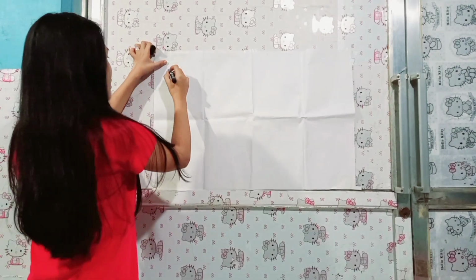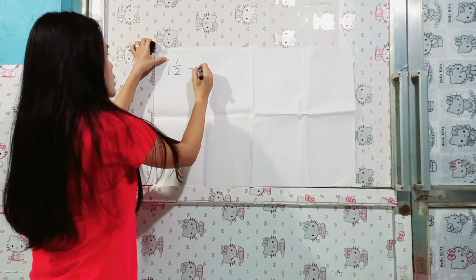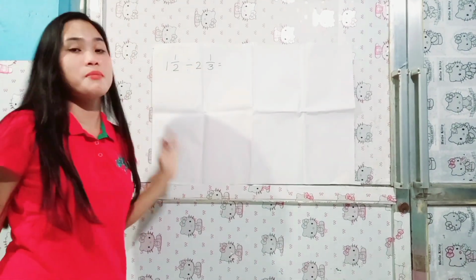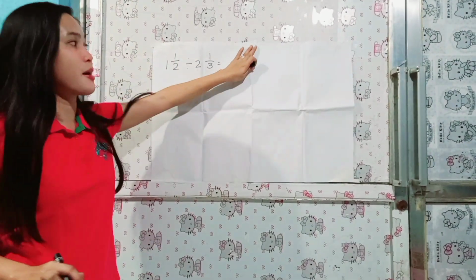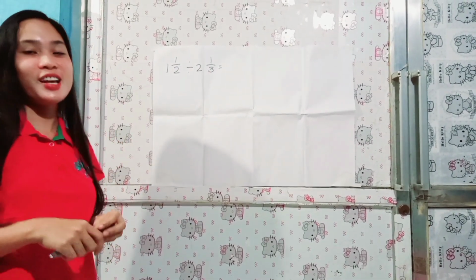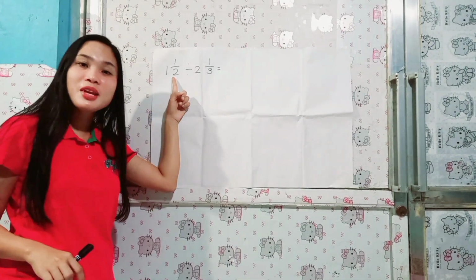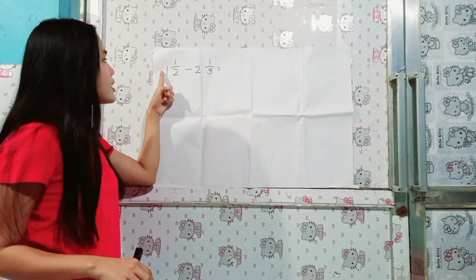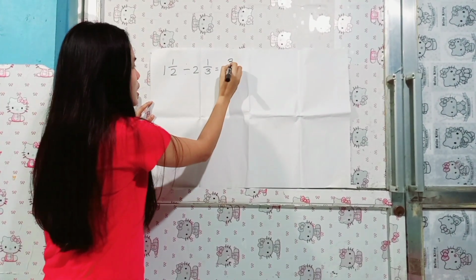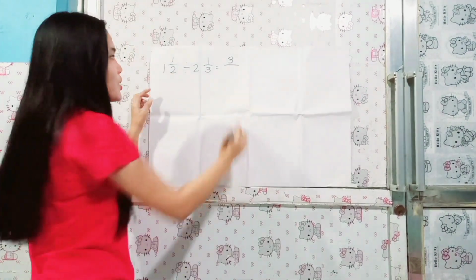So this time, I will teach you how to divide a mixed fraction by another mixed fraction. Okay? So let us have an example. We have here 1 and 1/2 divided by 2 and 1/3. Since these two are mixed numbers, we cannot divide them directly. So we need to first transform these mixed numbers into improper fractions. To transform this, we multiply the denominator by the whole number. 2 times 1 is 2. And then add the numerator. So 2 plus 1 is 3. And then copy the denominator.